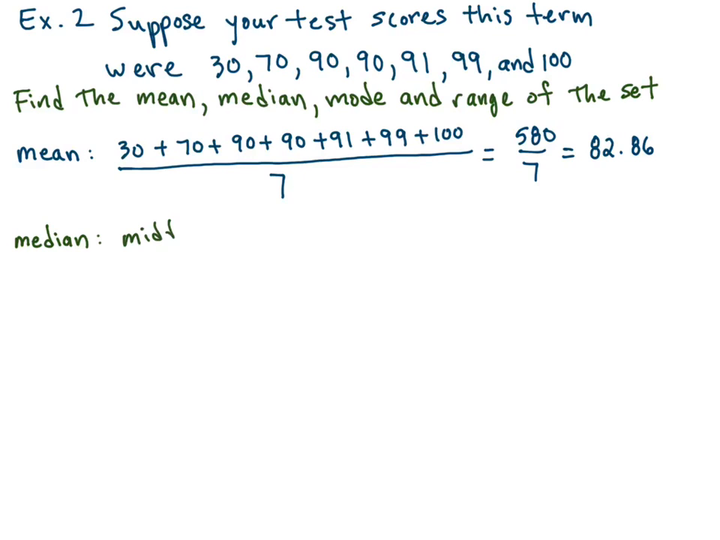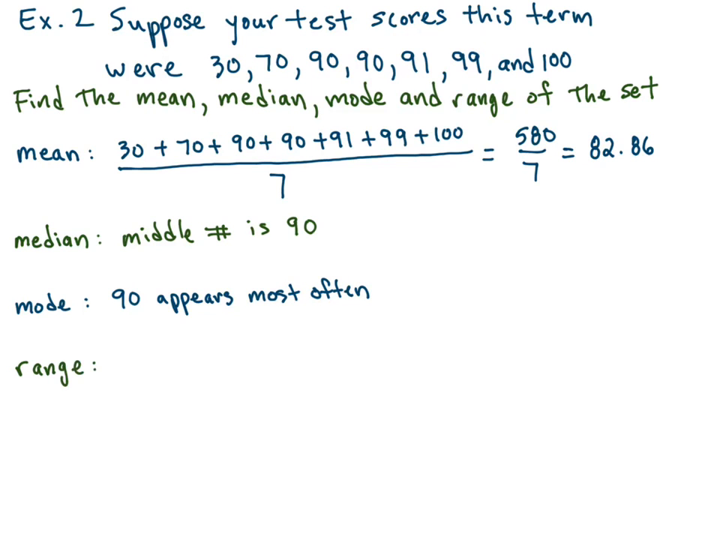The median would be the middle number. If it's in order, looks like I have 7 terms on this one, so I actually have a direct middle number here, and 90 is the middle. It's that second 90. So basically I have 3 above and 3 below that 90 as far as the terms go. The mode is the one that happens the most often. 90 shows up twice, so 90 would be the mode for this one.